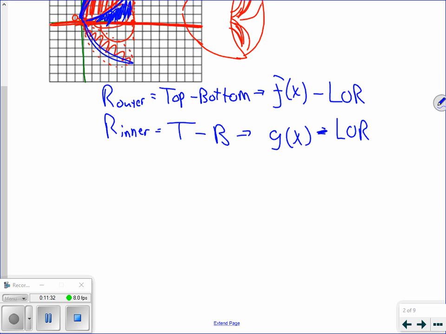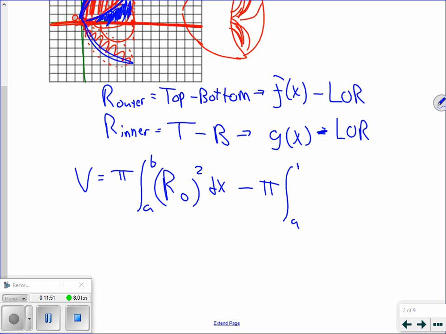So then the equation becomes just two disk methods. So the volume is going to be equal to pi, the integral a to b of, I'm going to say r sub 0 for my outer radius, and I'm going to subtract the volume of my inner radius. So pretty much I just did two disk methods that I'm subtracting from each other.